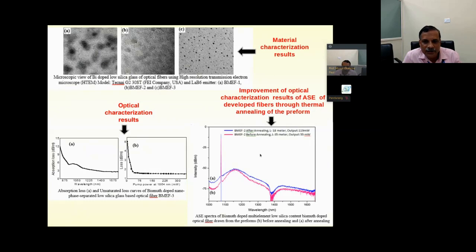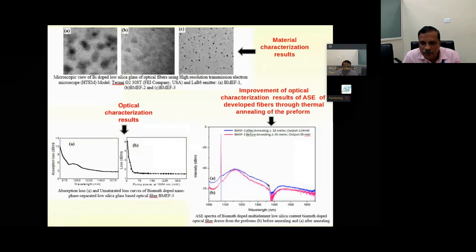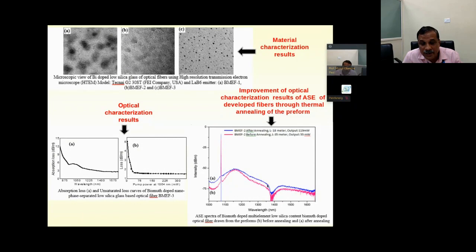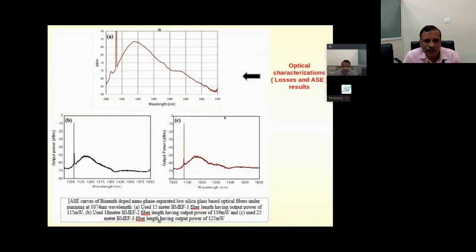And this is basically the loss curve, this is the absorption loss curve, this is the unsaturation loss curve. And this is what happened, this fiber basically before annealing, what was done before, and then drawn the fiber. But in this case, after fabrication of the preform, we go to annealing to make a phase separated region, and then draw the fiber, and enhancement of the intensity is increased in both cases. This is also the same curve we have shown. This curve gives the best result for uniform flatness of the ASE spectra.